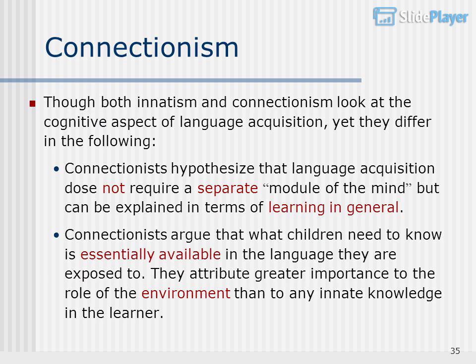Connectionism. Though both innatism and connectionism look at the cognitive aspect of language acquisition, they differ in the following. Connectionists hypothesize that language acquisition does not require a separate module of the mind but can be explained in terms of learning in general. Connectionists argue that what children need to know is essentially available in the language they are exposed to. They attribute greater importance to the role of the environment than to any innate knowledge in the learner.